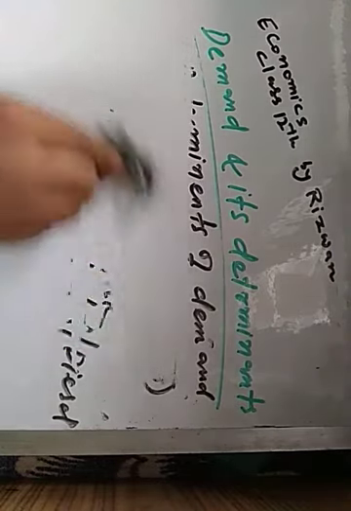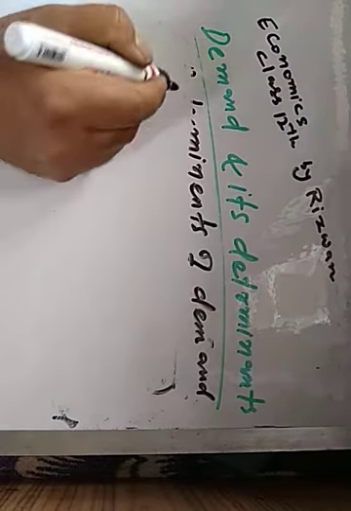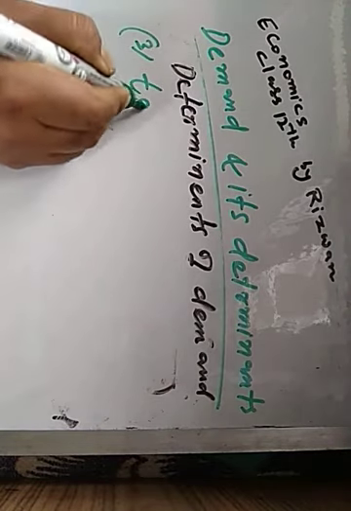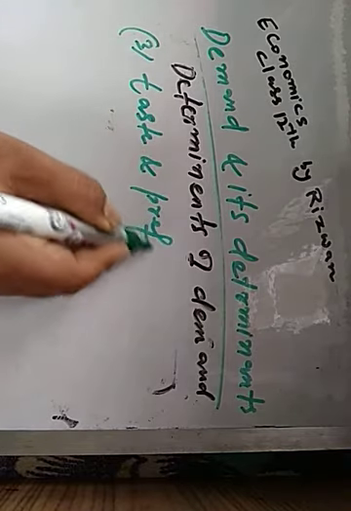Now, the third determinant of demand is taste and preferences. The taste for a good or service varies from person to person. For example, some persons have a taste, have a utility for a cigarette, others may not have. Or some consumers have a taste for banana while others may not, and they have a taste for orange or mango.